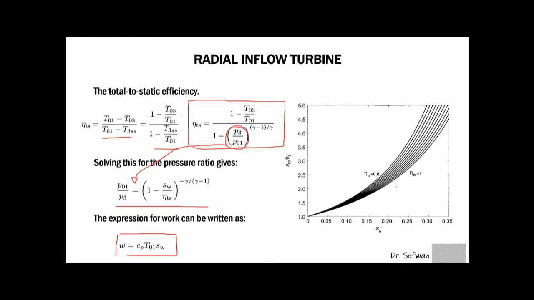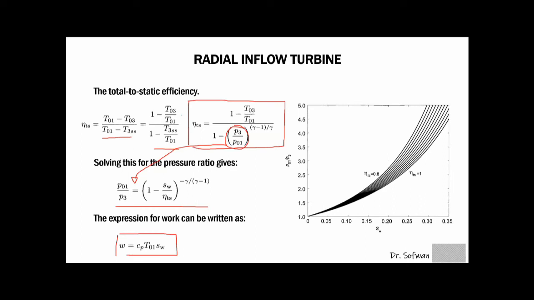The graph on the right hand side shows the pressure ratio for a gas as a function of power ratio, for total to static efficiency equal to 0.82 and total to static efficiency equal to 1.